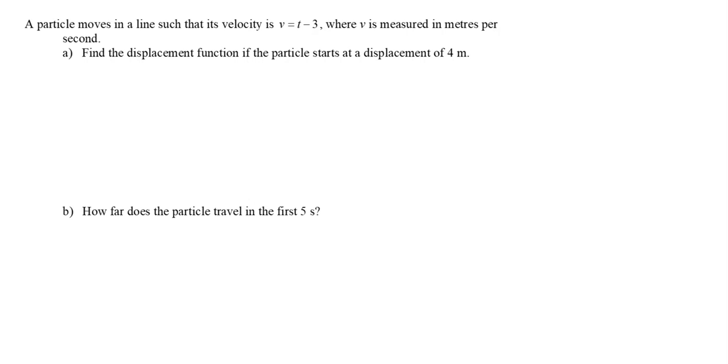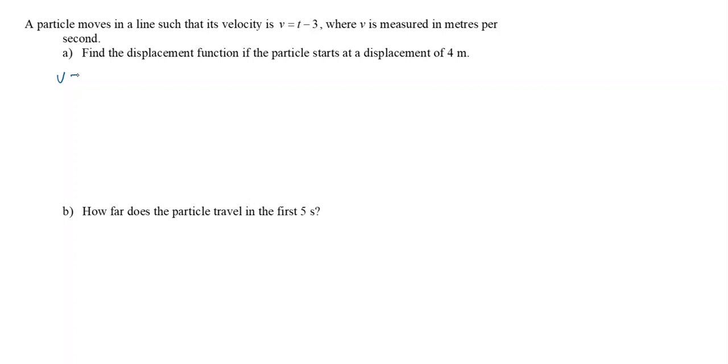It says a particle moves in a line such that its velocity is v equals t minus 3, where v is measured in meters per second. Find the displacement function if the particle starts at a displacement of 4 meters. Like we said in the last ones, we would have started with a displacement function and then taken the derivative to find this. So we're just going to go the other way around.